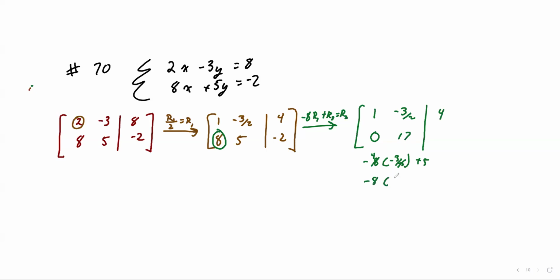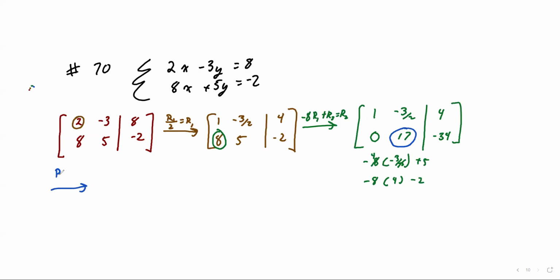-8 times 4 minus 2. -8 times 4 is -32. I don't know why I just stumbled on that one. So -32 minus 2 is -34. All right, so nothing again. Process has not changed. Next time, process, turn this into a 1.